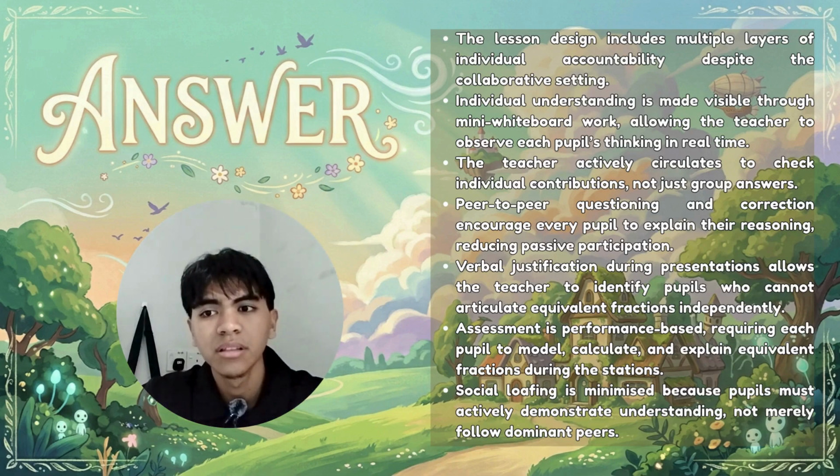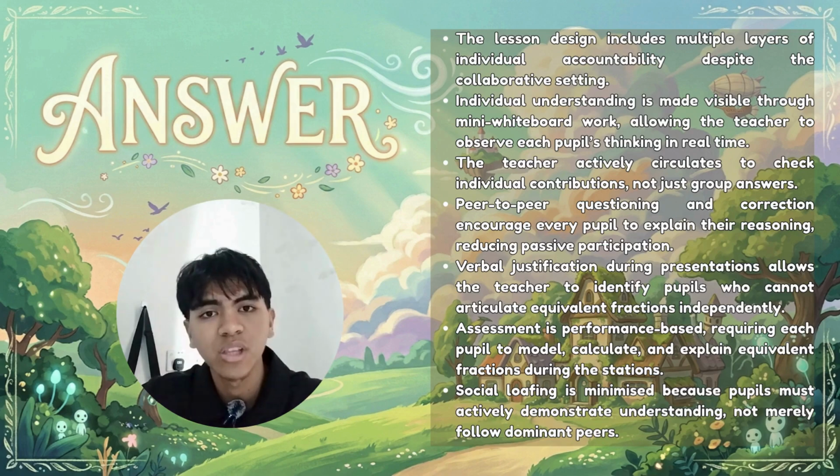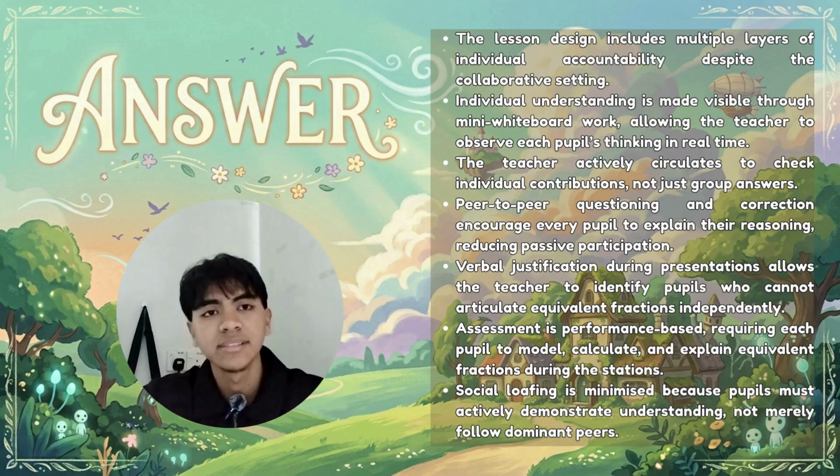Thirdly, accountability is reinforced through verbal justification. During the final presentation phase, groups are required to explain their reasoning clearly and support it with a visual model. This allows the teacher to verify understanding across the group and to identify any individual pupil who may struggle to articulate the concept, even if the final group answer is correct.